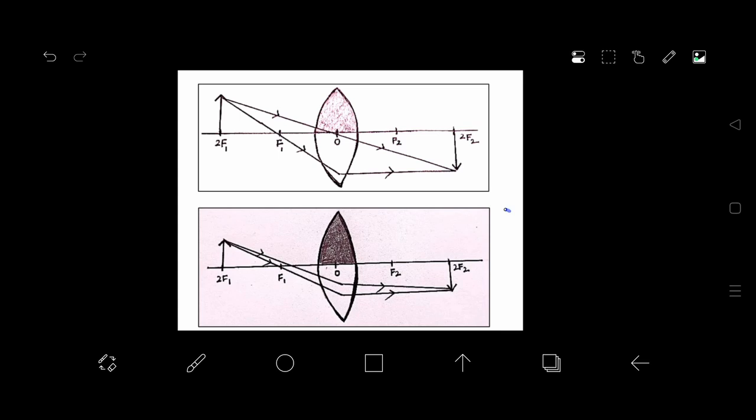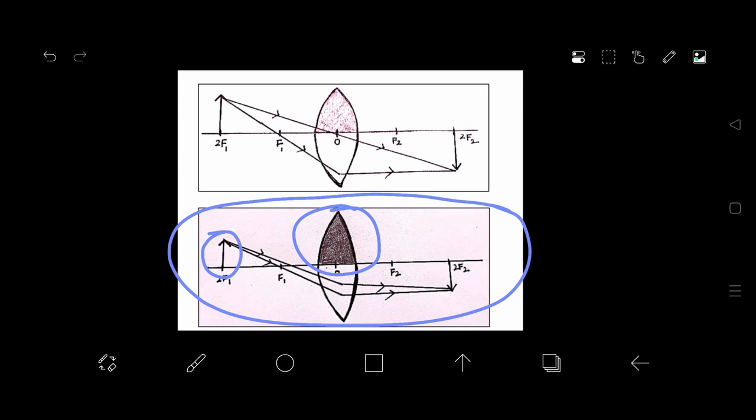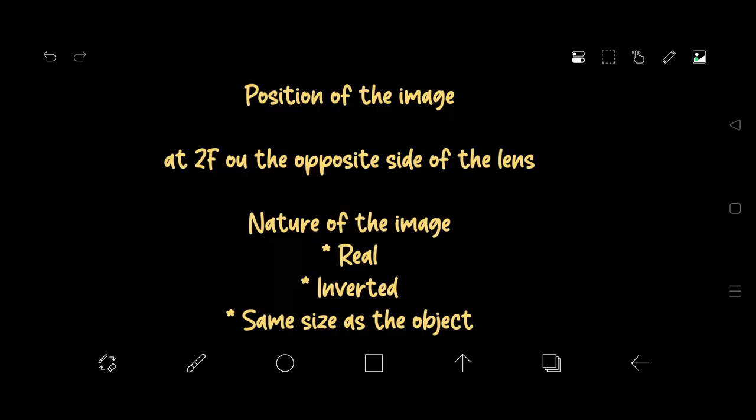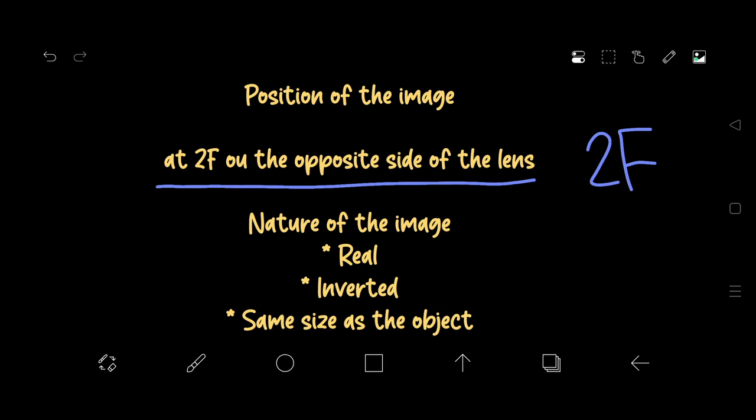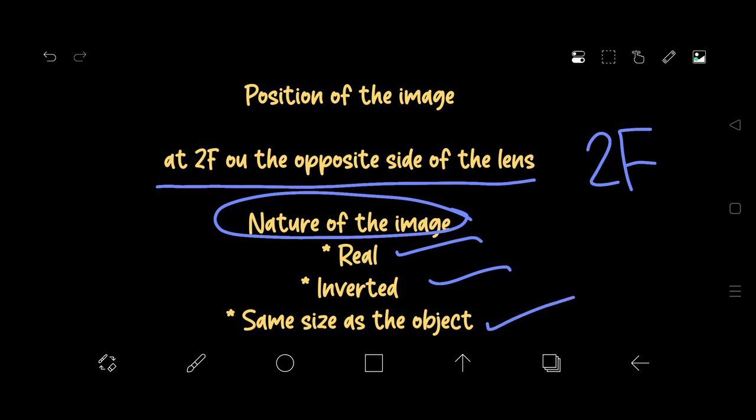This is the diagram of image formation when half part of the lens is covered. This is the object and this is the image. When the object is placed at 2f, position of the image is at 2f on the opposite side of the lens. The nature of the image is real, inverted and same size as the object.